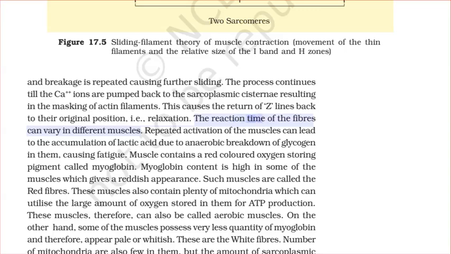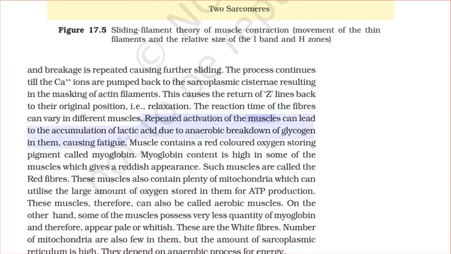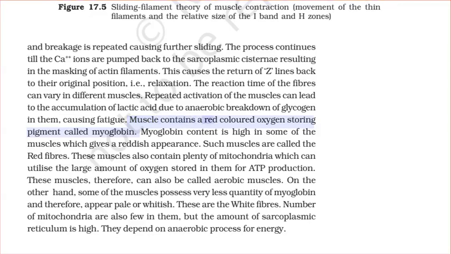The reaction time of the fibers can vary in different muscles. Repeated activation of the muscles can lead to the accumulation of lactic acid due to anaerobic breakdown of glycogen in them, causing fatigue. Muscle contains a red-colored oxygen-storing pigment called myoglobin.